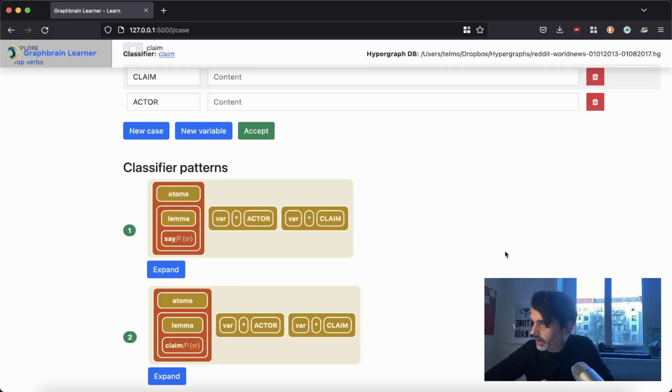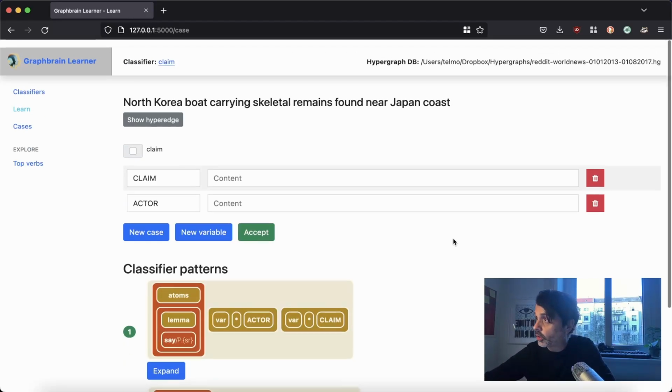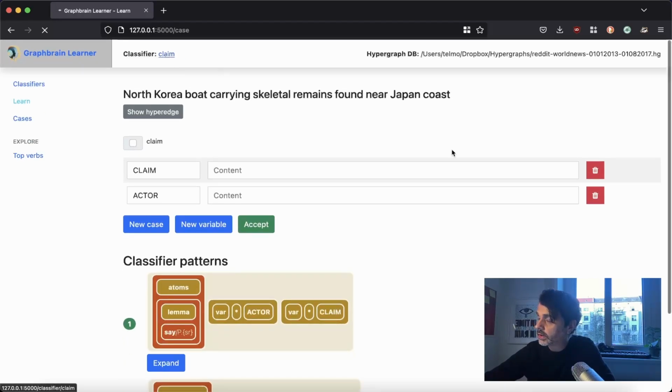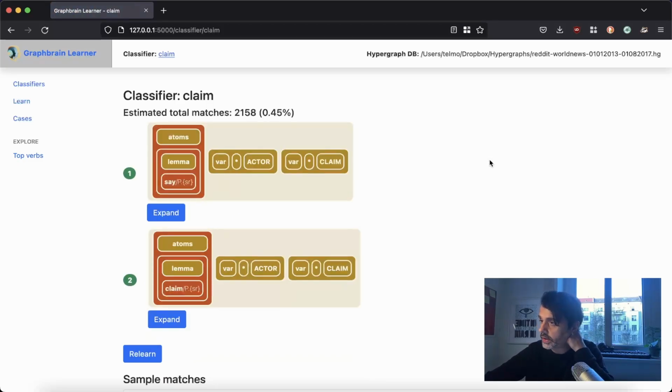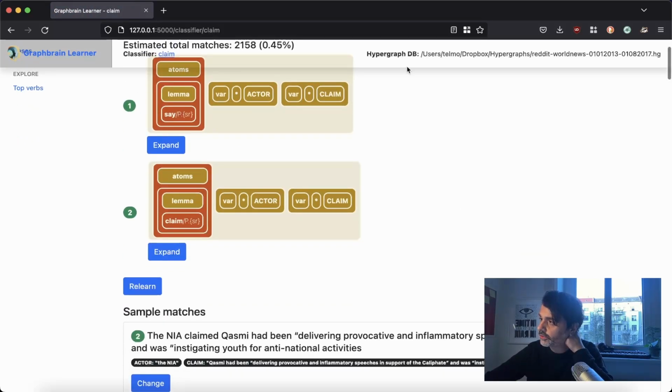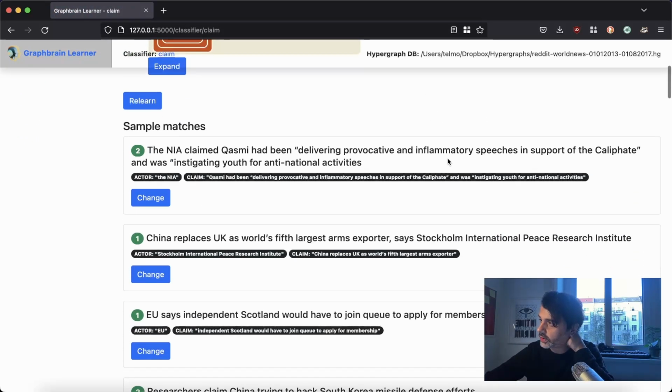All right, so a new pattern has been generated, and it's kind of symmetrical to the one we had before. It's exactly the same idea, but now it uses the verb to claim instead of the verb to say. Let's see how well this works. Let's go to the classifier again. Okay. We have the two patterns here now, and we have the samples.